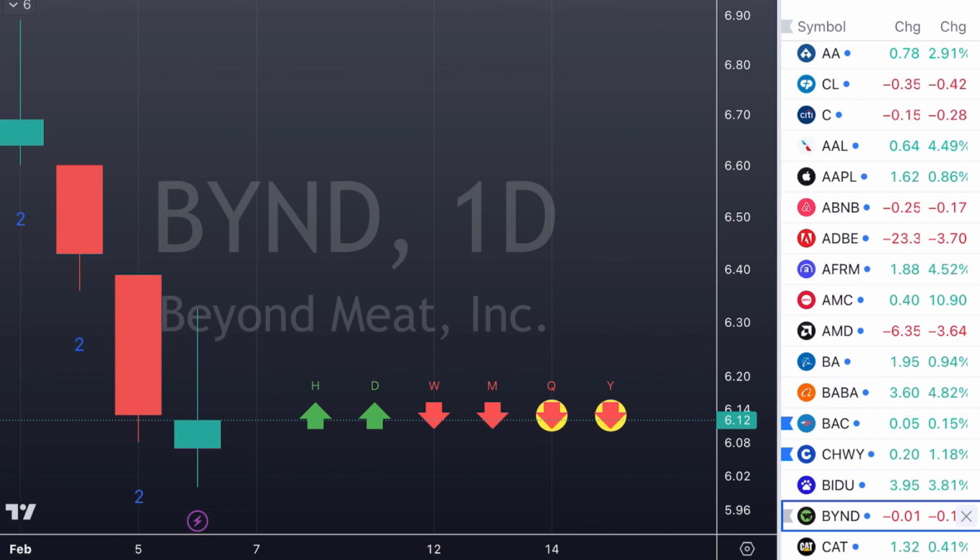Beyond, again, this one, Beyond's not something that I normally put on anyways, just because, again, the premiums and the spreads. Same thing with CAT on the next one. But I would like to see this body a little bit higher up if I'm putting it on my list.